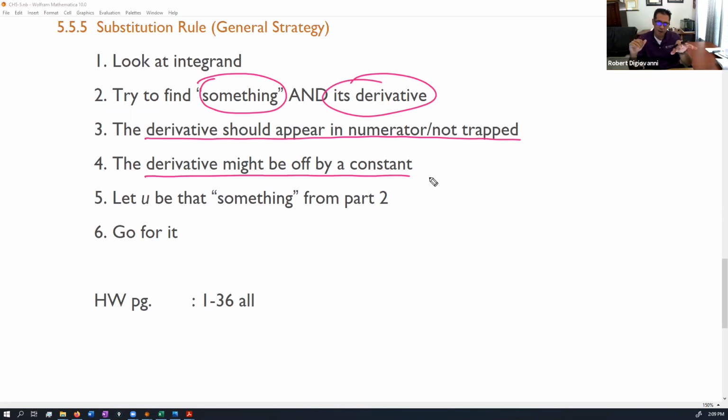Okay, so we're looking for something. We're looking to see if the derivative of that something is sitting there somewhere. It's not trapped. It's not in the denominator. And you know what? That something, the derivative of it, could be off by a constant. That's not a big deal. And then once we've identified that, what we're going to do is make a U-substitution. We're going to let U be the something that we found in the very beginning. The something that we found, not its derivative, the something. We're going to replace that with U, and then we're going to go for it. And if you don't know what I mean by that, you ready? Let's do the problem. This is fun.